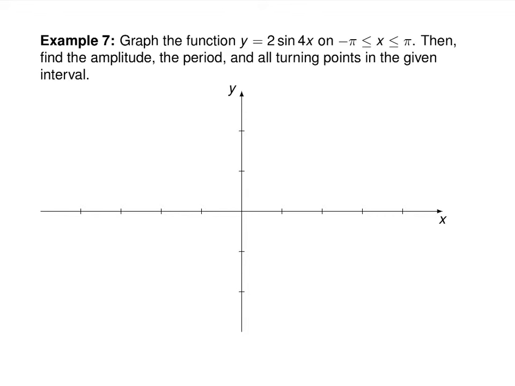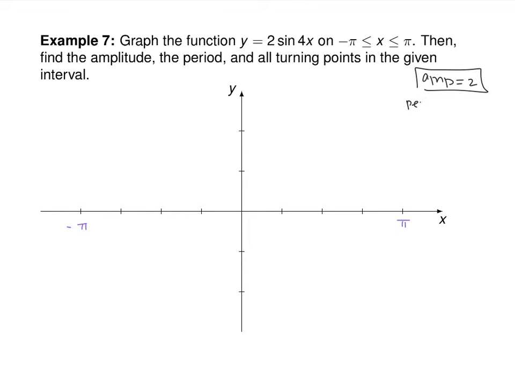So 2 sine 4x, and I said the interval from negative pi to pi, so I'm going to call this pi, I'm going to call that negative pi. Will this function oscillate more quickly or more slowly than a basic sine function? More quickly, yep. Okay, so first thing, find the amplitude. It's 2.